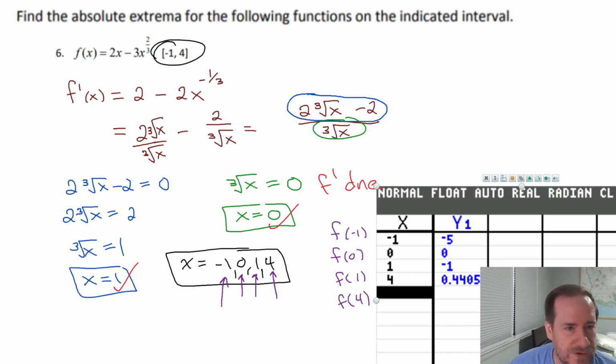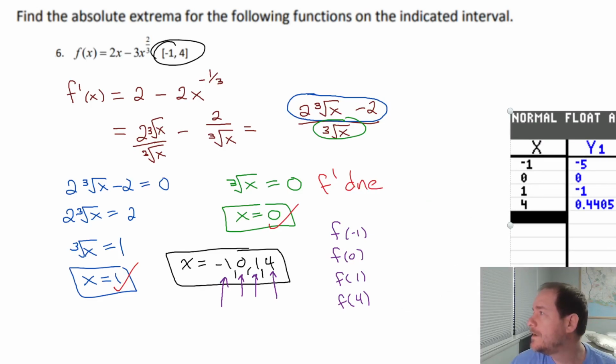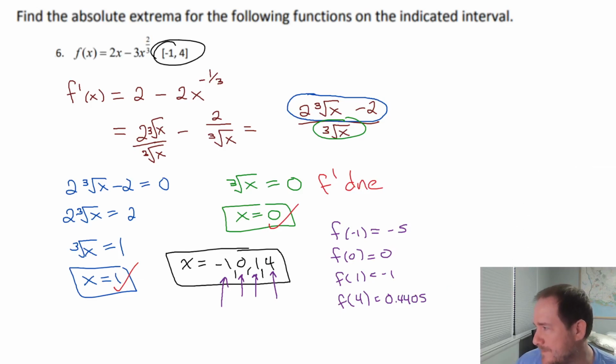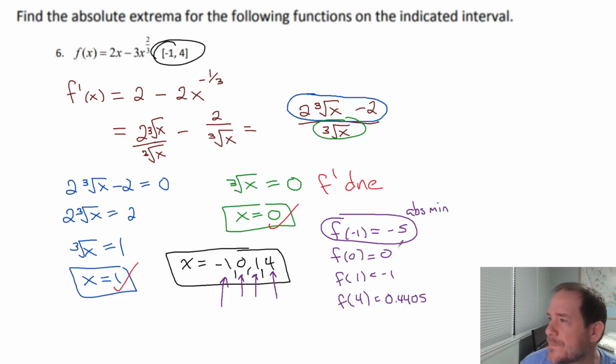Alright, anyway, these are the 4 y values. And they are -5, 0, -1, and 0.4405. Okay, so based on that, I can now make my decision about who's the absolute max and who's the absolute min, and we can see that -5 is the absolute min. And I guess this is the absolute max.